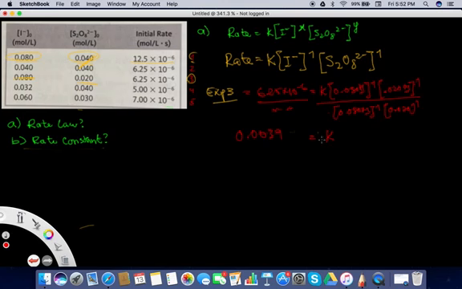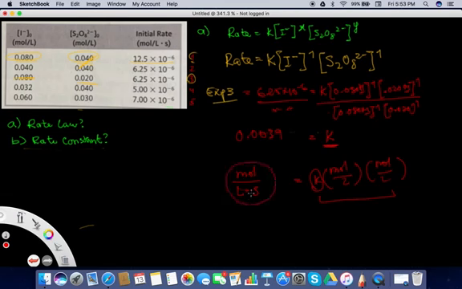Now, what units could k be? Well, let's think about it. We have a molarity to the first power, and the units for molarity is moles per liter. And we have another molarity to the first power, which is moles per liter. And of course, both of these things are times a k, which we don't know the units of. But we know that the rate is equal to moles per liter times second. So we need to find a unit for k that will allow all three of these things to be multiplied and get this unit, moles per liter times second.